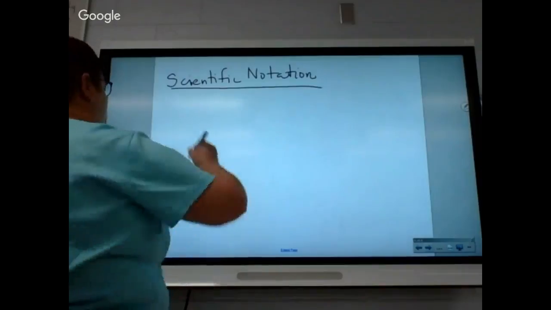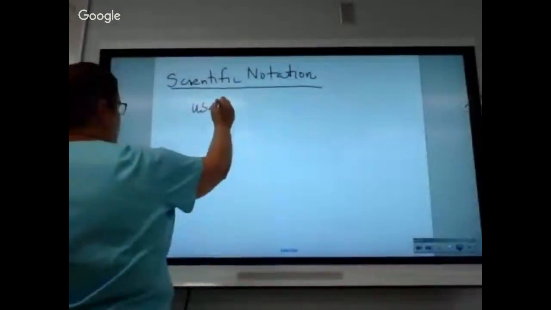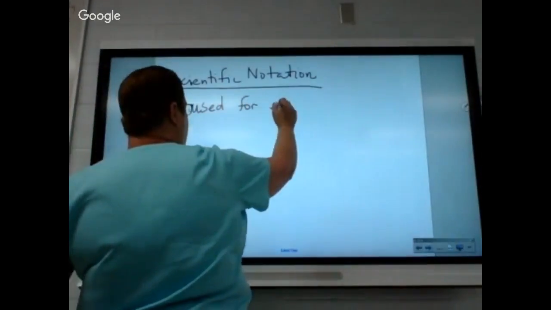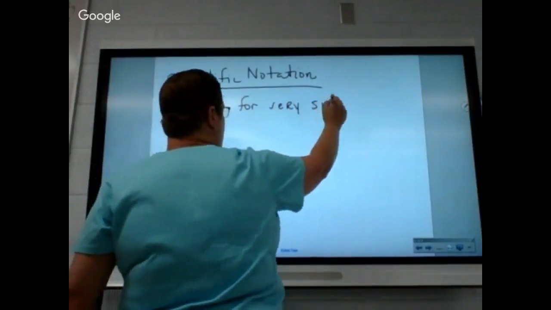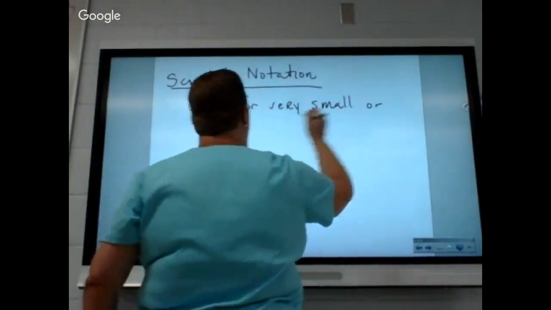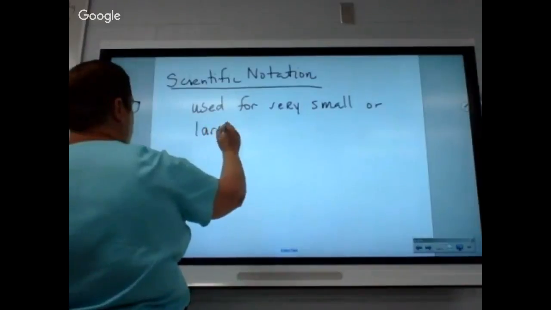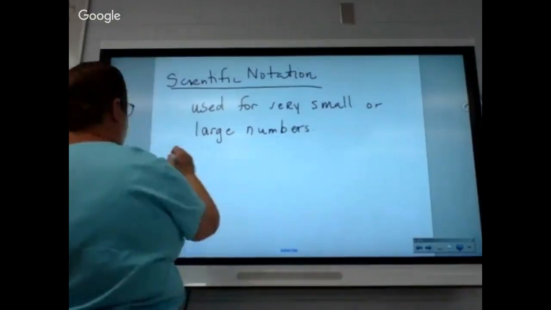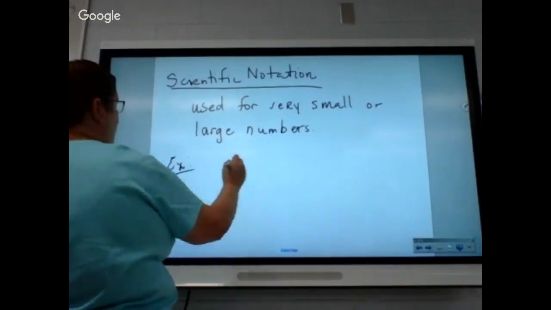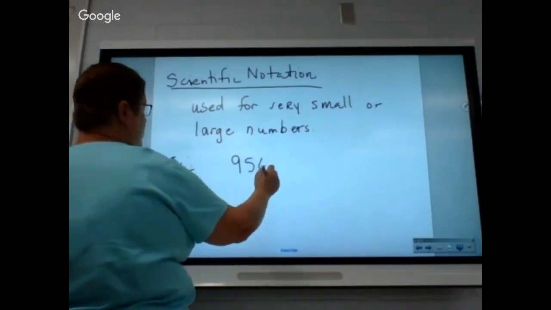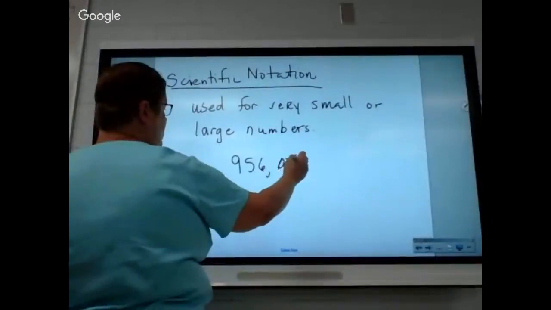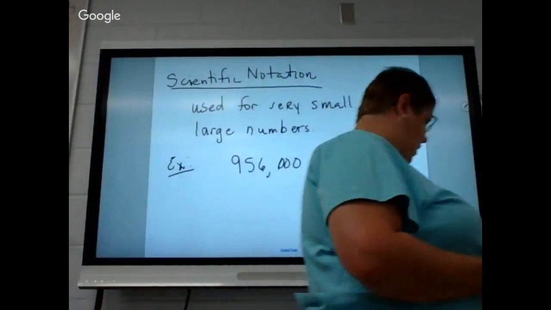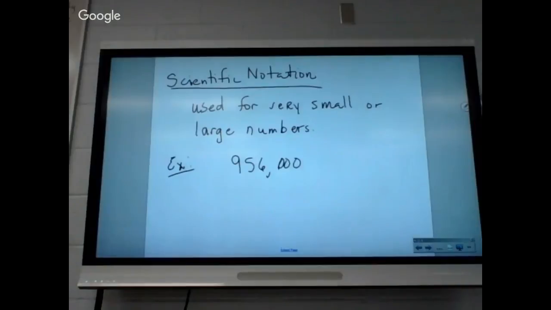First of all, scientific notation is used for very small or large numbers. So, instead of me calling out a number like 956,000, like I just did a second ago, we would put this number in scientific notation. Okay? We would not call out 956,000.